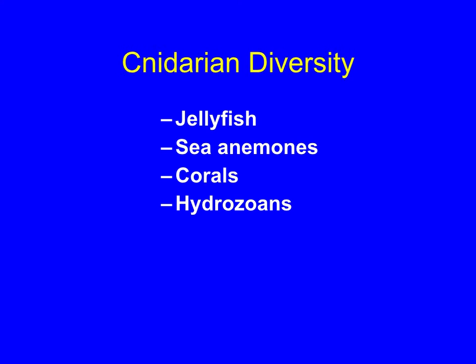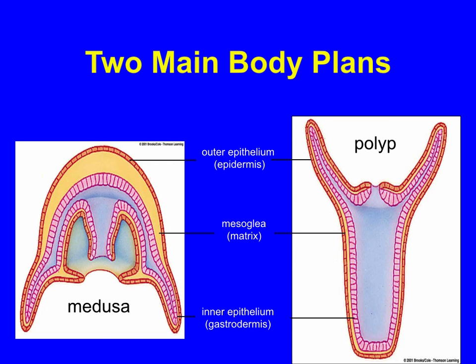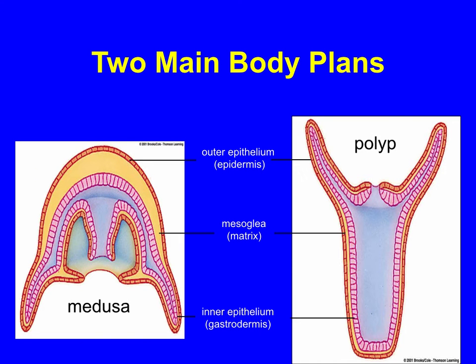So we see the Cnidarian diversity. We have jellyfish, sea anemones, corals, and hydrozoans. Okay, so we have right here the two main body plans. A polyp is a sessile form. It will be attached to something and doesn't move. Very tubular body shape. Mouth is directed upward and surrounded by tentacles. Mouth leads to a gastrovascular cavity where digestion occurs. It has an incomplete gut. Mouth used for entrance and exit.